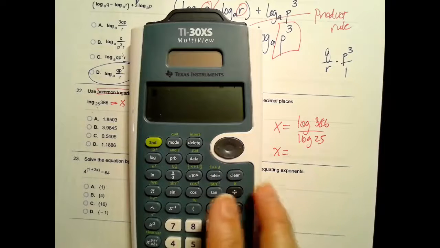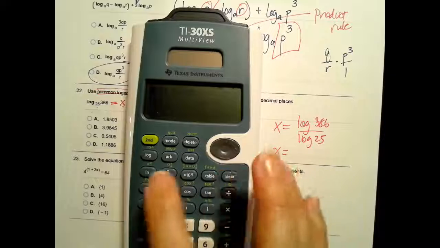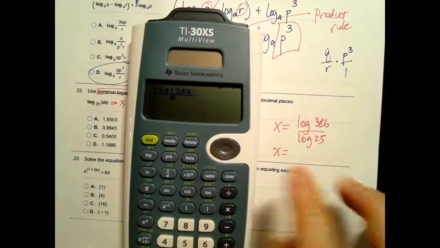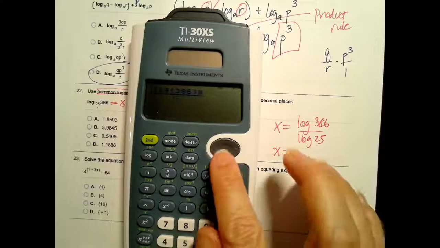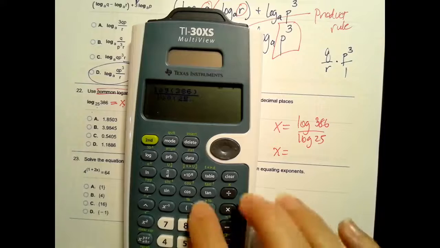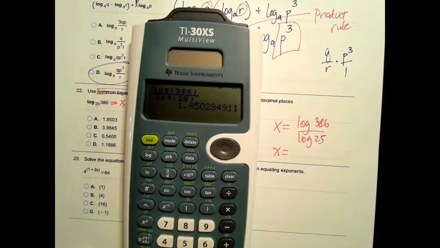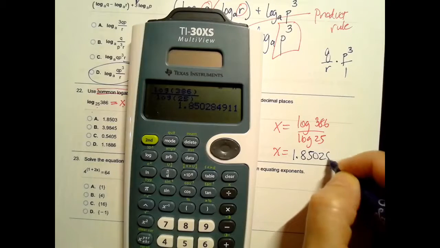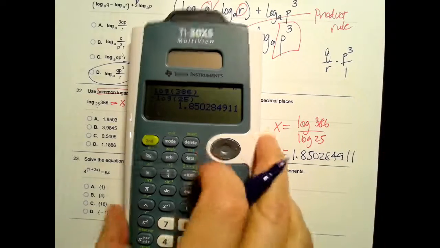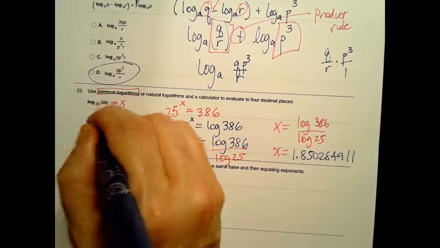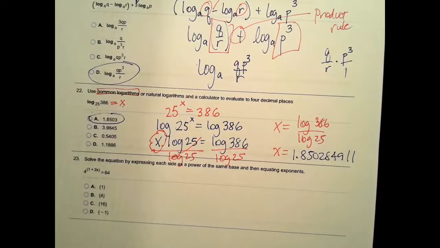Okay, so I need a fraction. And then I need log of 386 over, close parentheses, over log 25, close my parentheses, equals, and so that's approximately 1.850284911. Okay, and so over here, it's right there, it's answer choice A.